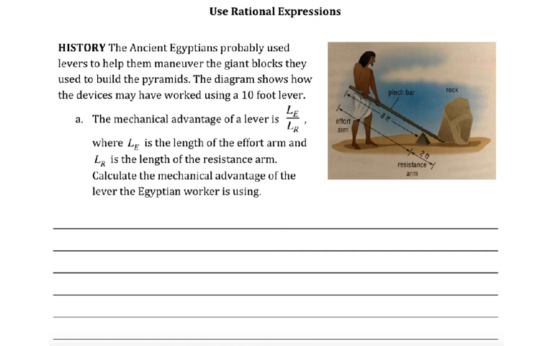Hey, great. The mechanical advantage of a lever, well, do you really have to know all the background to that? No, not really. It is LE over LR. Well, that's clearly a rational expression because it involves division. Where LE is the length of the effort arm and LR is the length of the resistance arm, calculate the mechanical advantage of the lever the Egyptian worker is using.